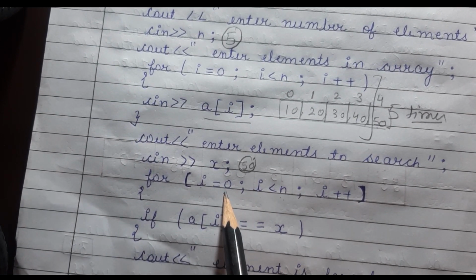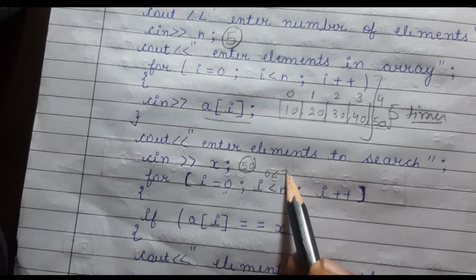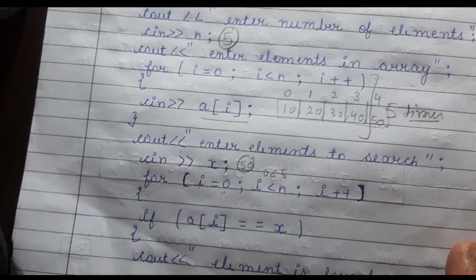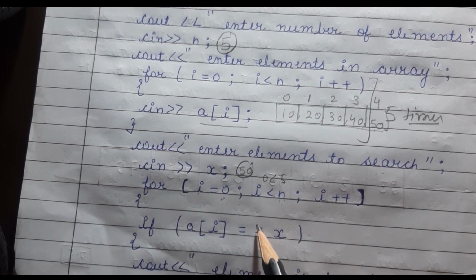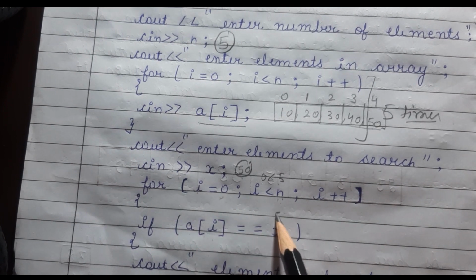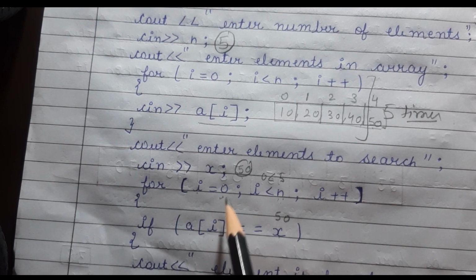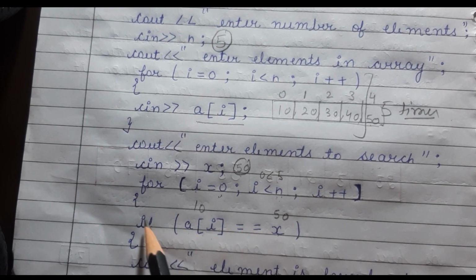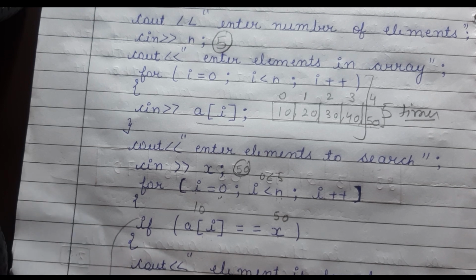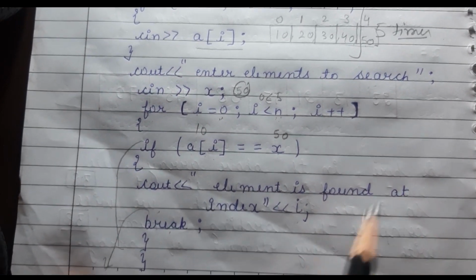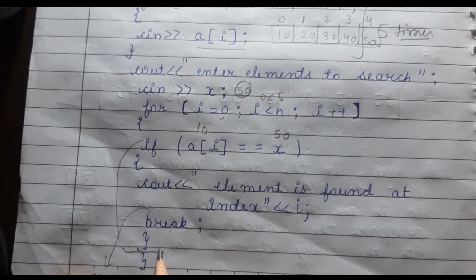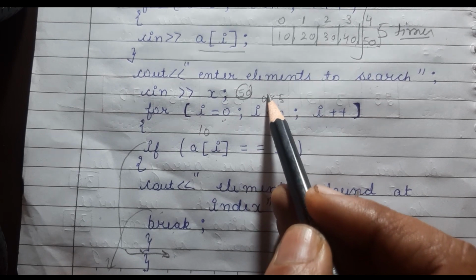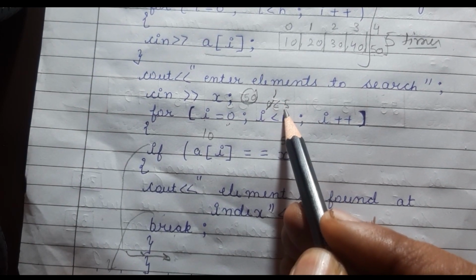Now i is equal to 0, and 0 is less than 5 because n has the value 5, so the condition is true. Here the condition value is true, so control goes inside the for loop. Now x has a value 50. Now a[i] means a[0], a[0] is 10, so 10 == 50, the condition is false. So after this, control jumps out of the if structure. After this there is no statement, so i is updated. Now i becomes 1, 1 is less than 5, again the condition is true.